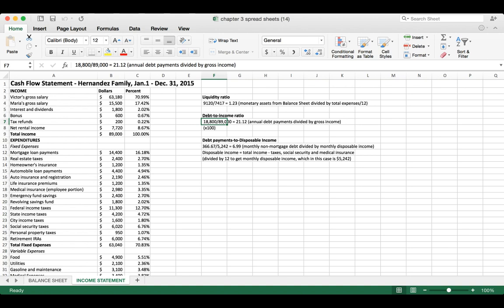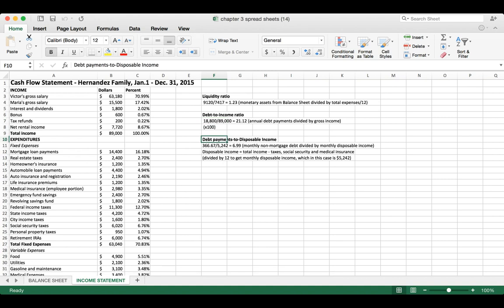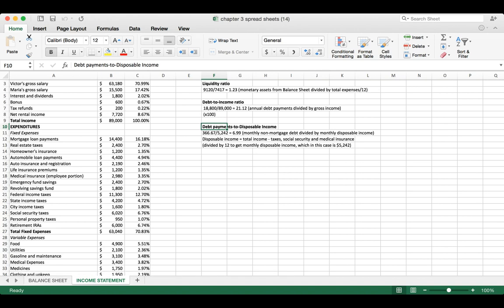So what this shows is they have debt of 21%. So, you know, is that good? Yeah, that's pretty good. The book says or recommends anything less than 36. I would reduce that to anything less than 30. So they're at 21. So that's pretty good. Another ratio is the debt payments to disposable income. So this would be measuring the non-monthly mortgage debt and outstanding loan debts. So these guys are doing pretty good.